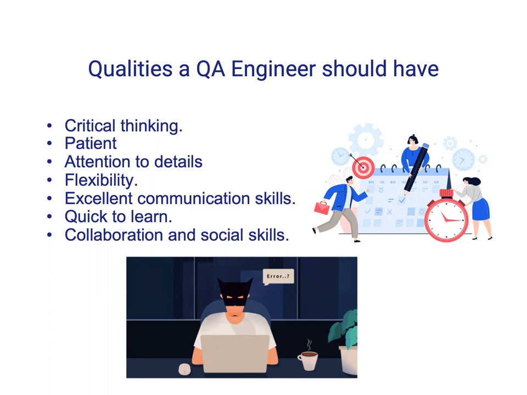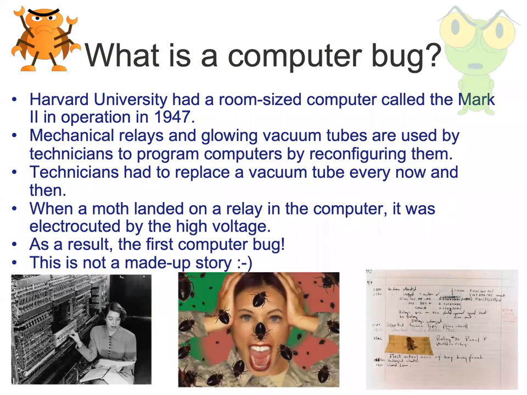When it comes to testing, we're going to start by talking about bugs, right? And that's the next topic. And this is a story that I would like to tell, and every QA and software engineer should know about this story. In 1947, Harvard University had a room size computer. As you know, back then, the computer was really not scaled down to today's laptop or desktop.